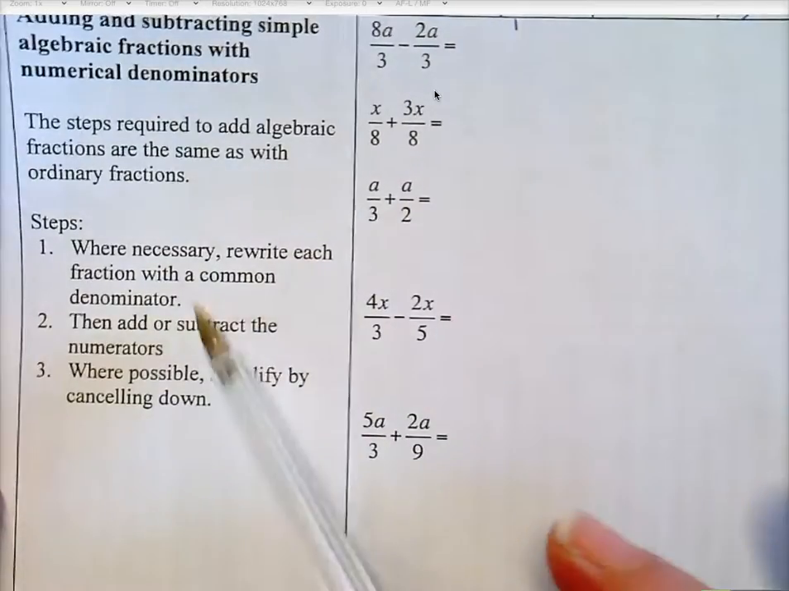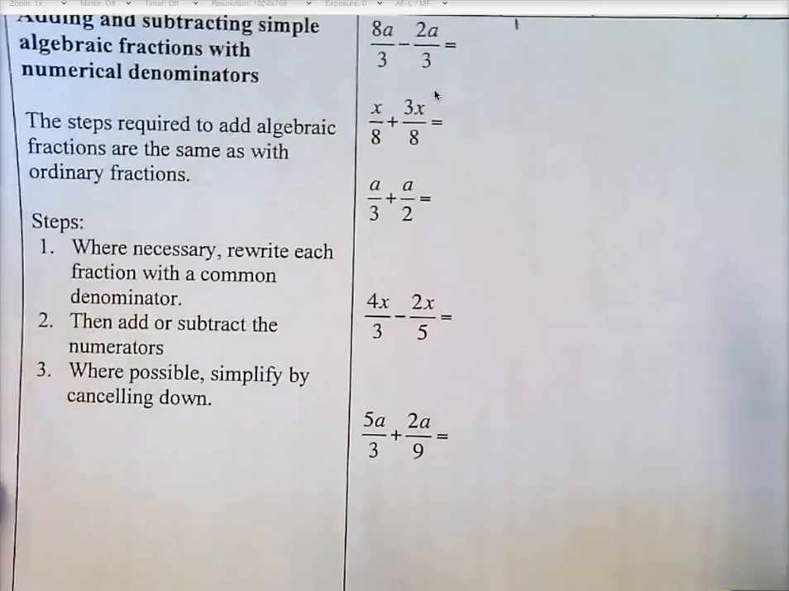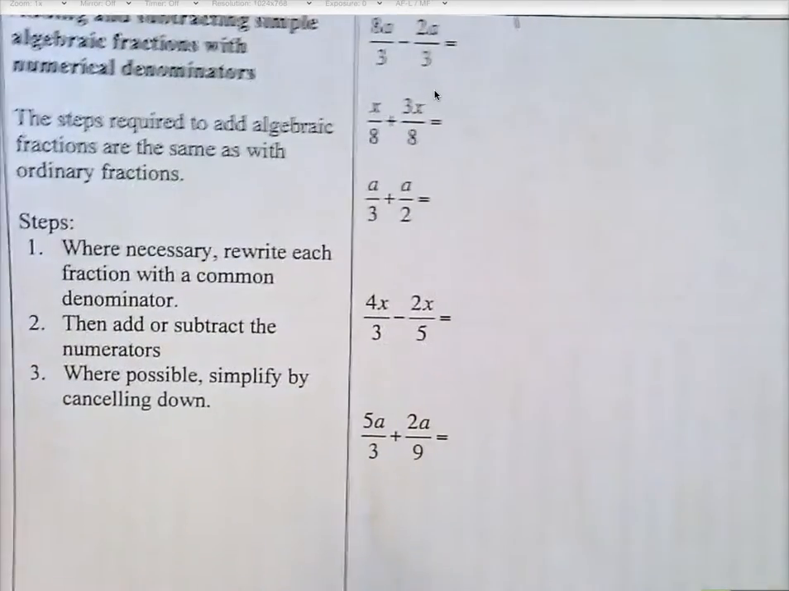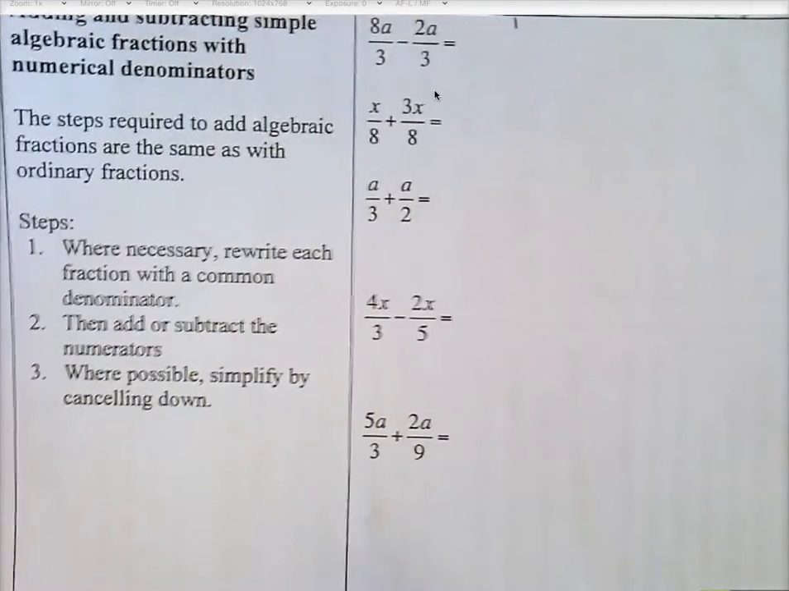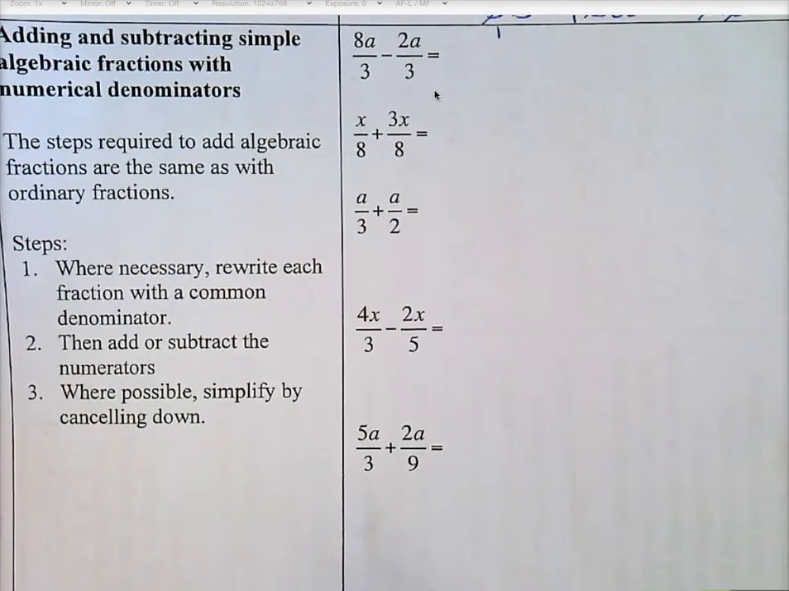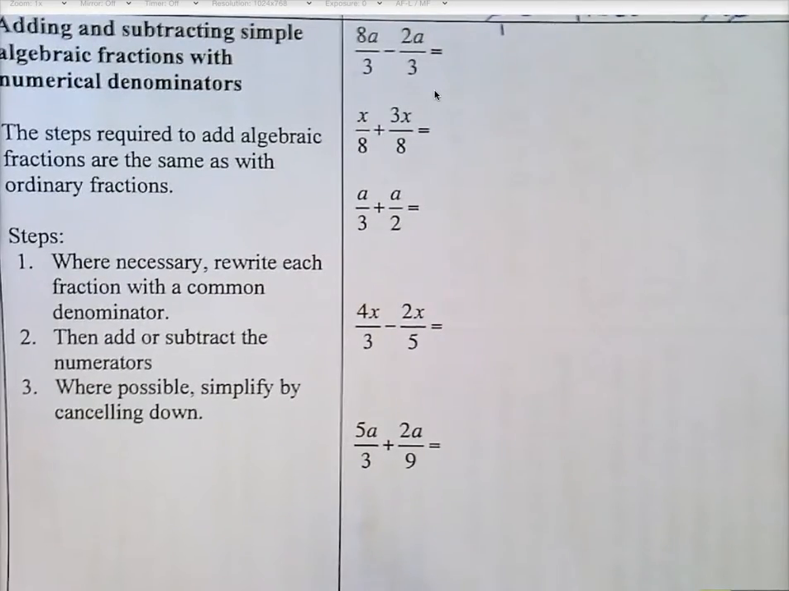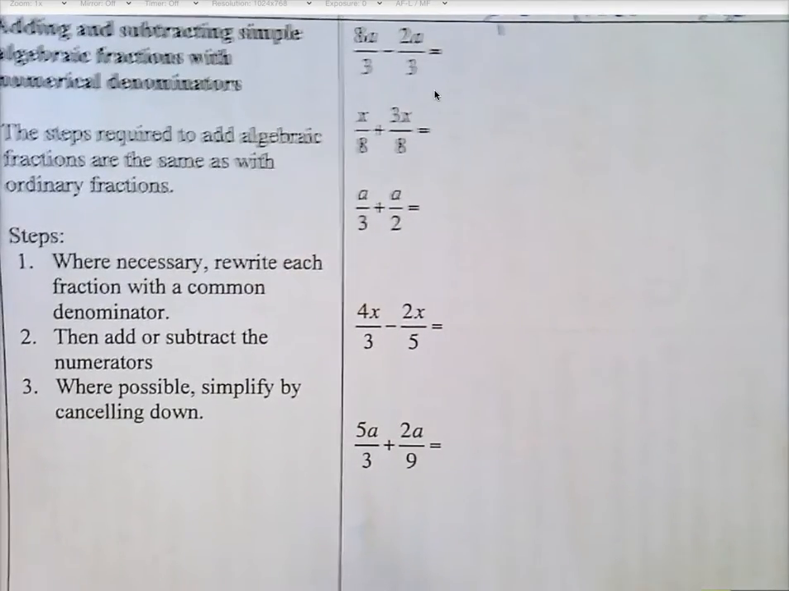Make sure you write each fraction with a common denominator. Some of them are already with a common denominator. Then you'll just add or subtract the numerators and simplify where possible. But you only simplify at the end with this. You can't go simplifying halfway through because you've got addition and subtraction signs, not multiplication.